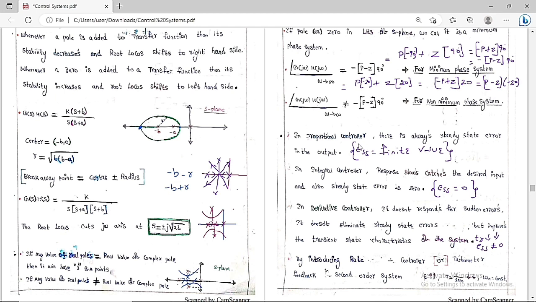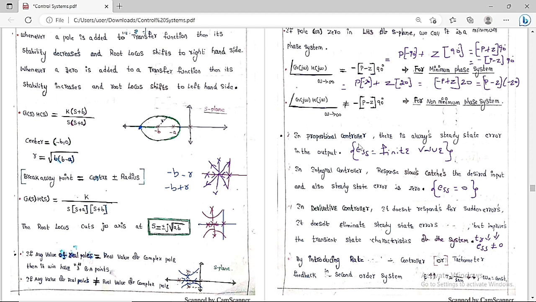So you can say in the case of the derivative controller, it doesn't respond to sudden errors. It doesn't eliminate the steady state errors, but it improves the transient state characteristics of the system. The rise time is going to decrease, and the steady state error value is always not equal to 0, which means it is always equal to a finite value.